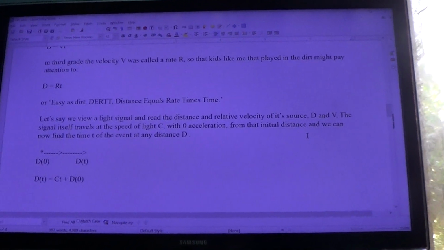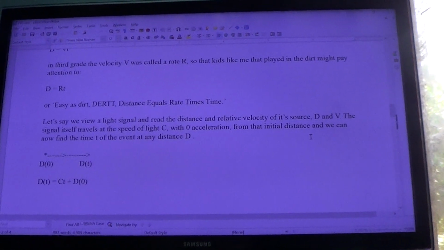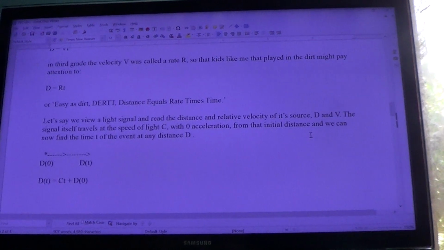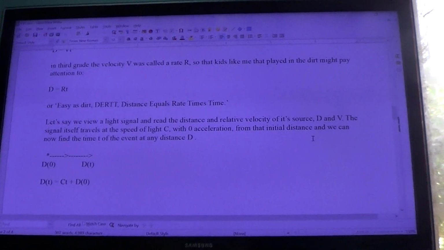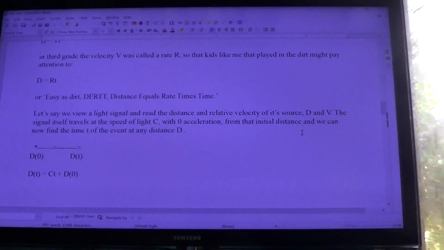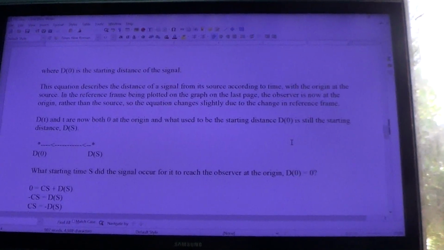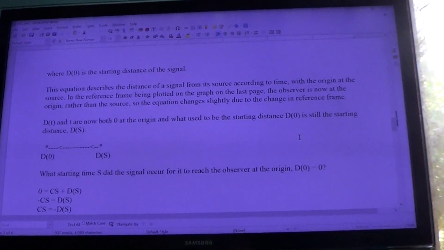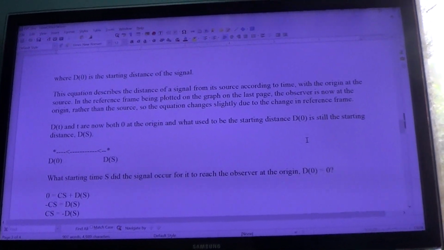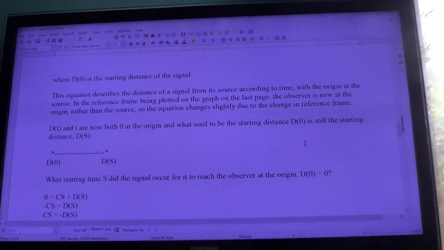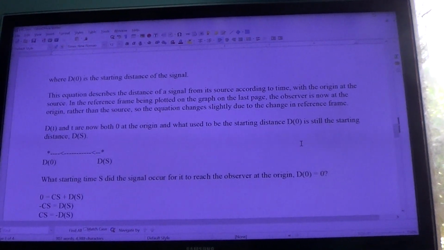I have a little graphic: d₀, which is the source at time 0, and d(t) is the distance at any time. So the distance at any time is equal to ct + d₀. d₀ does not have to be 0, where d₀ is the starting distance of the signal. The equation describes the distance of a signal from its source according to time, with the origin at the source.